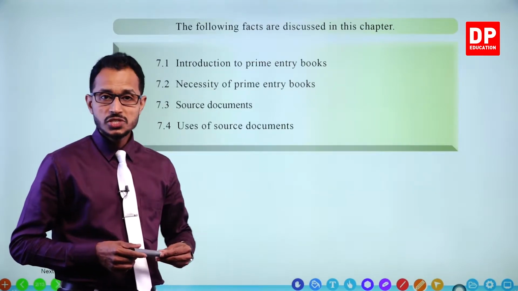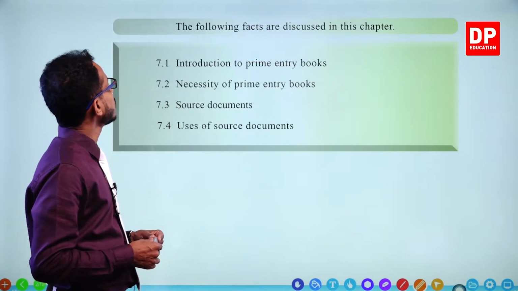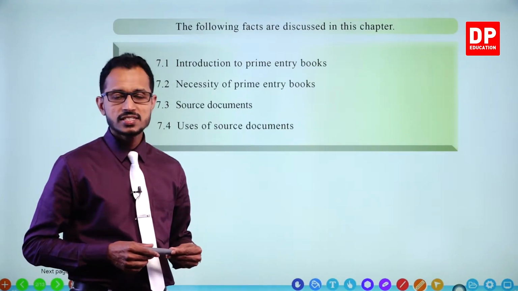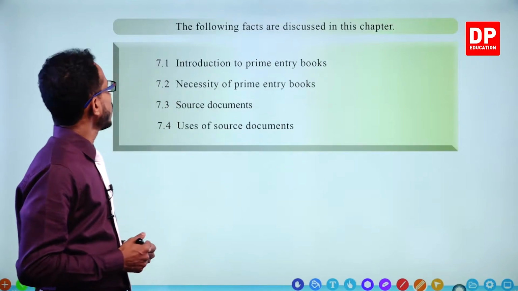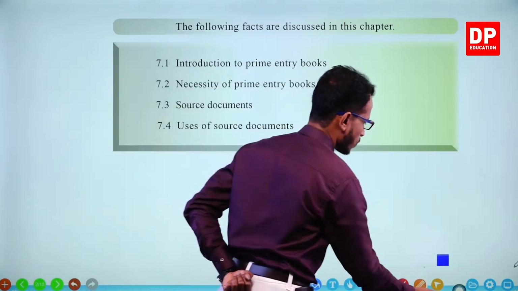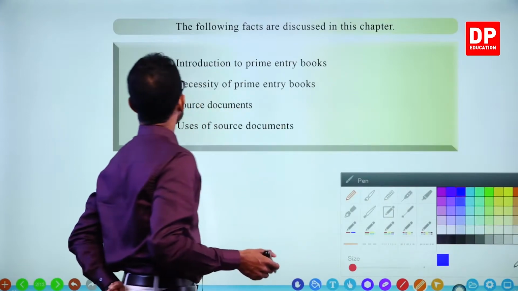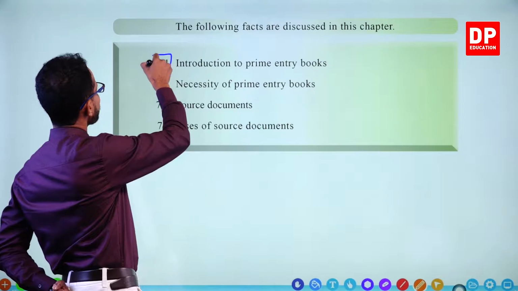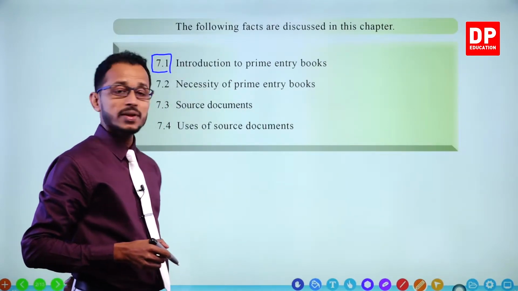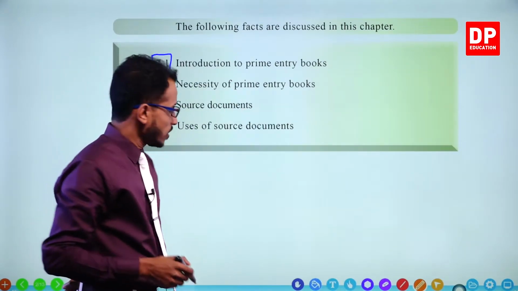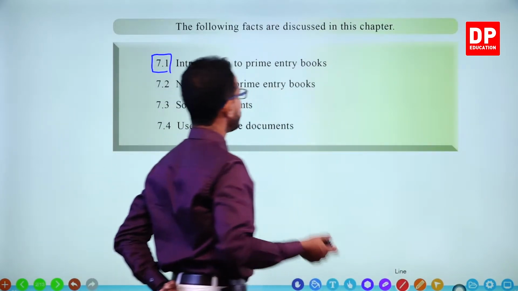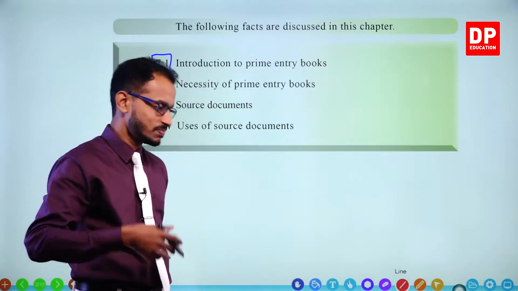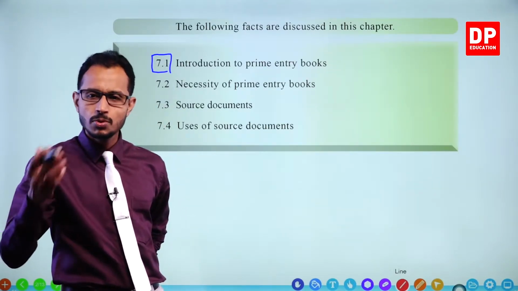As you can see, children, we have the following subtopics to be discussed in this chapter. First subtopic, what do we have? We have the introduction to prime entry books. Now, it says books, so it's obvious that we are going to learn about some books.